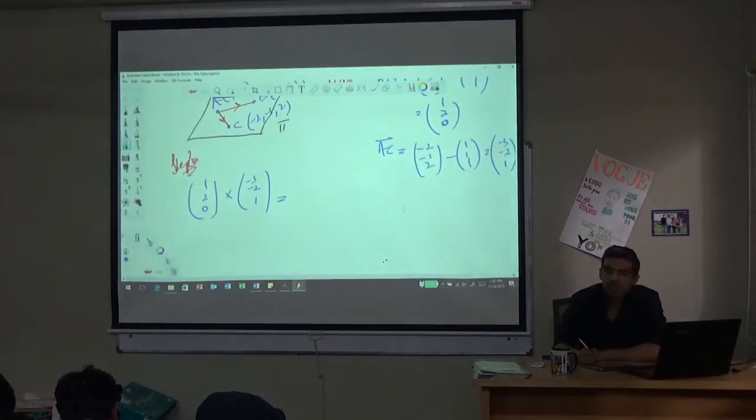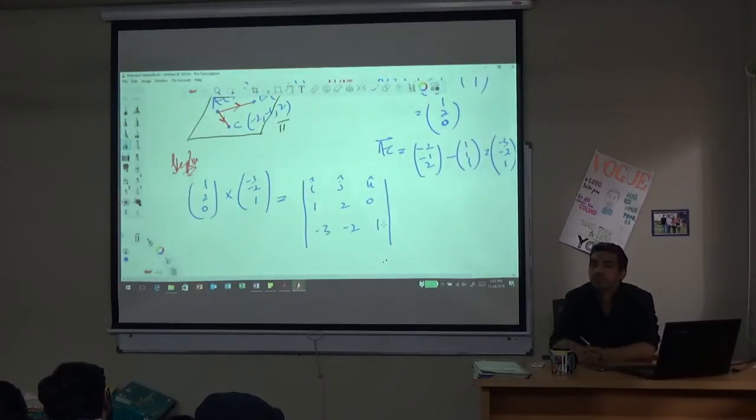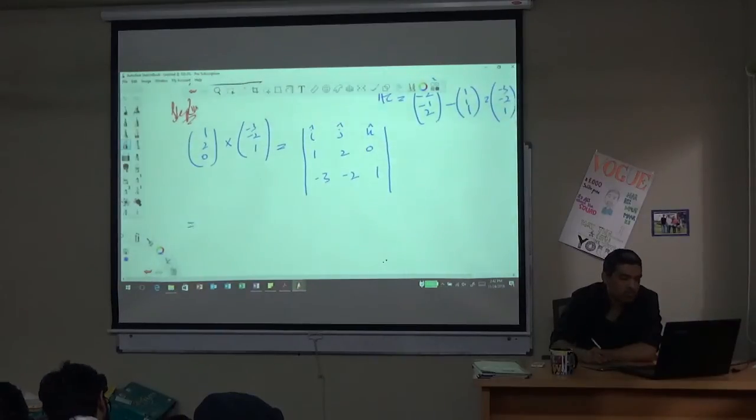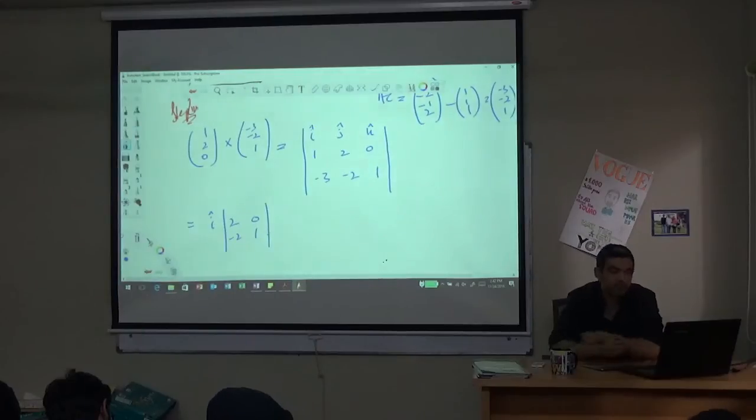Okay, I'm using the matrix method. i, j, k. Write the first vector (1, 2, 0). Write the second one (-3, -2, 1). Let's go over the procedure again. You take the first element, and you disregard that row and that column and take the leftover elements into a submatrix: 2, 0, -2, 1. Is everyone okay with this?